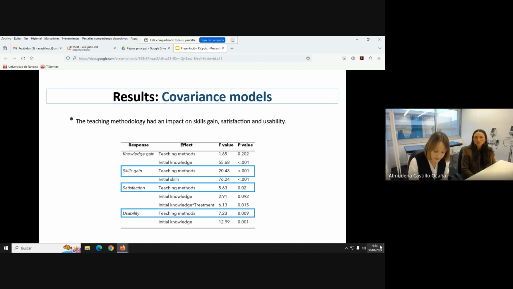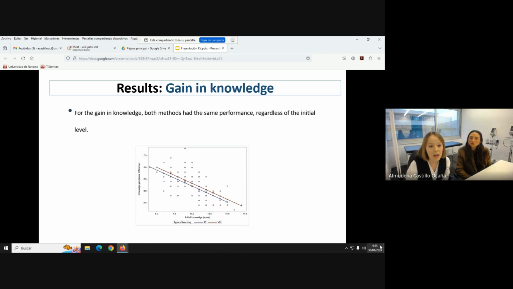From the covariance analysis, it was found that the teaching methodology had an impact on the gain of skill, on satisfaction with the methodology, and on usability. The covariates of skill and knowledge were shown to be related in all the response variables, and this effect varies for each teaching methodology when the response variable is satisfaction.